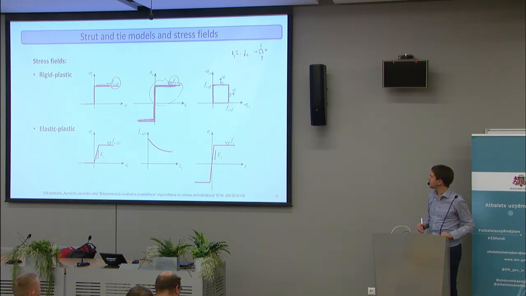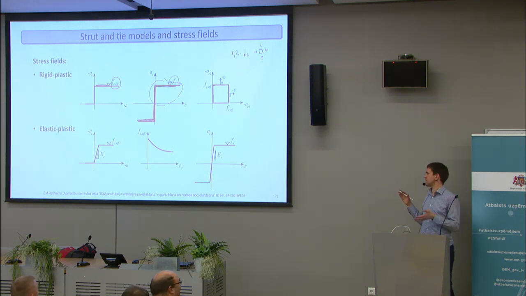But normally we neglect this. So even in the nodes where concrete is compressed in both directions of the plane, we take the effective stress the same as for the uniaxial case.